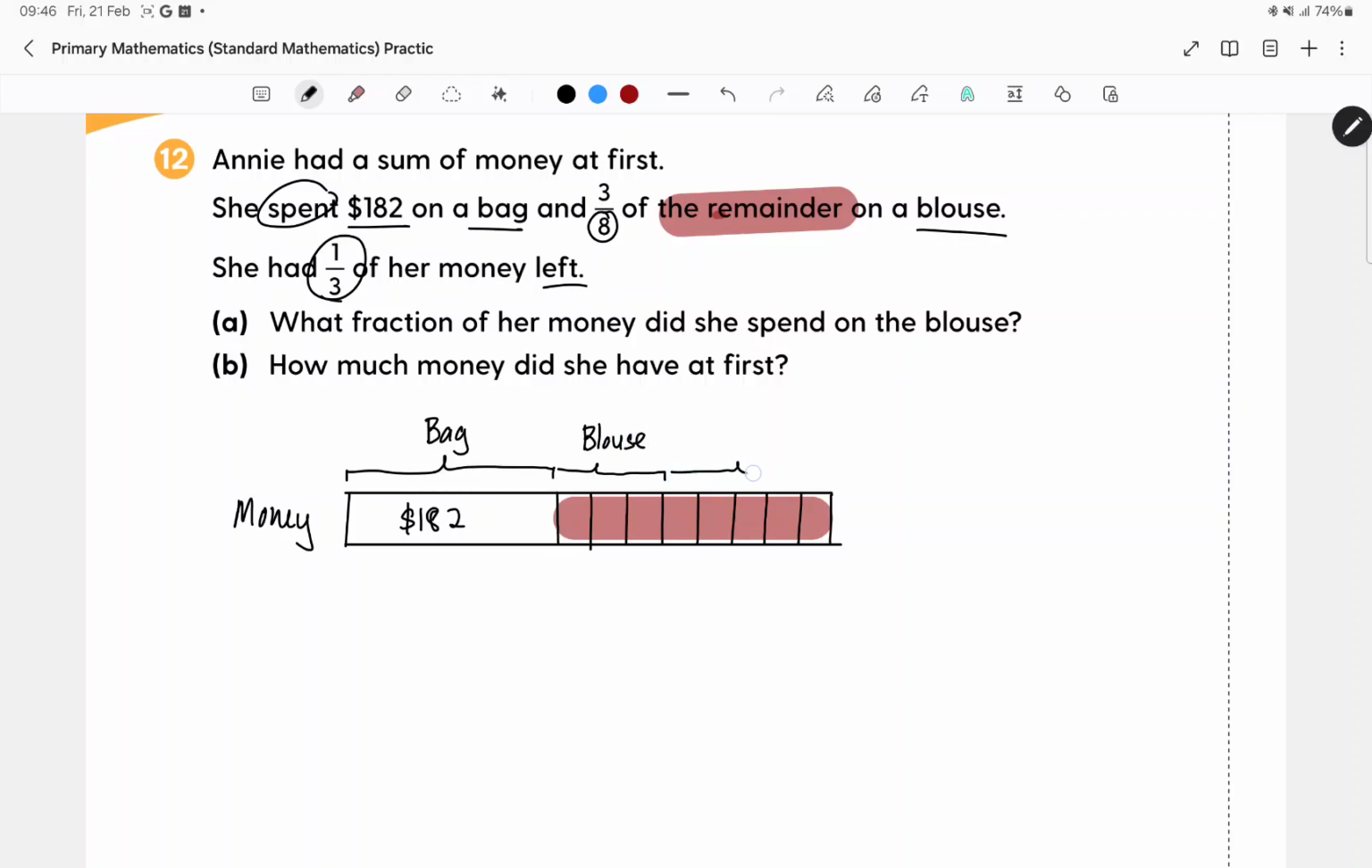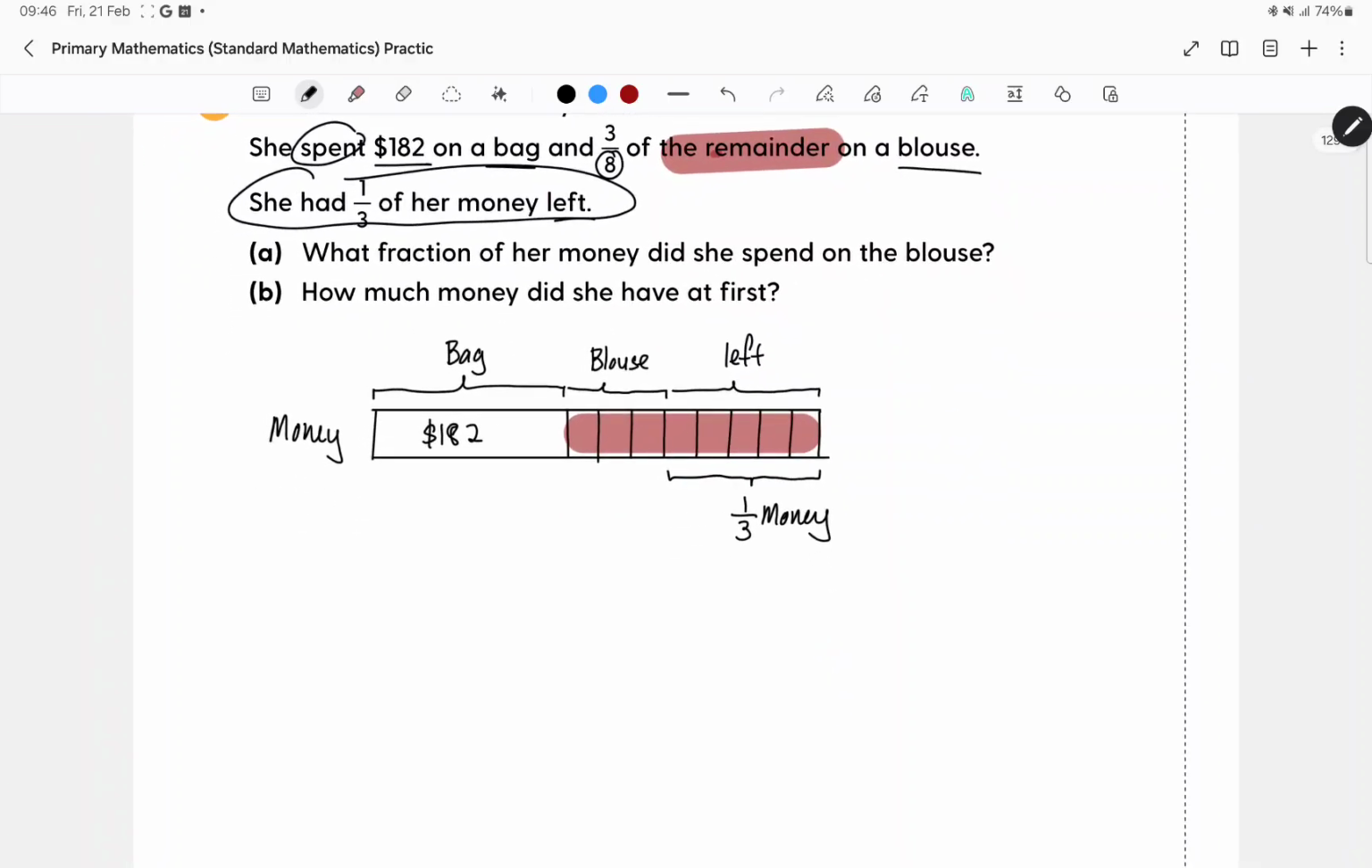Whatever we have left here is the amount of money left. In the question, they did mention that whatever is left is 1/3 of her money. So this is whatever is left and this is 1/3 of the money. What we can see here is that 1/3 of the money comprises 5 units. So we write down 1/3 of the money comprises 5 units.